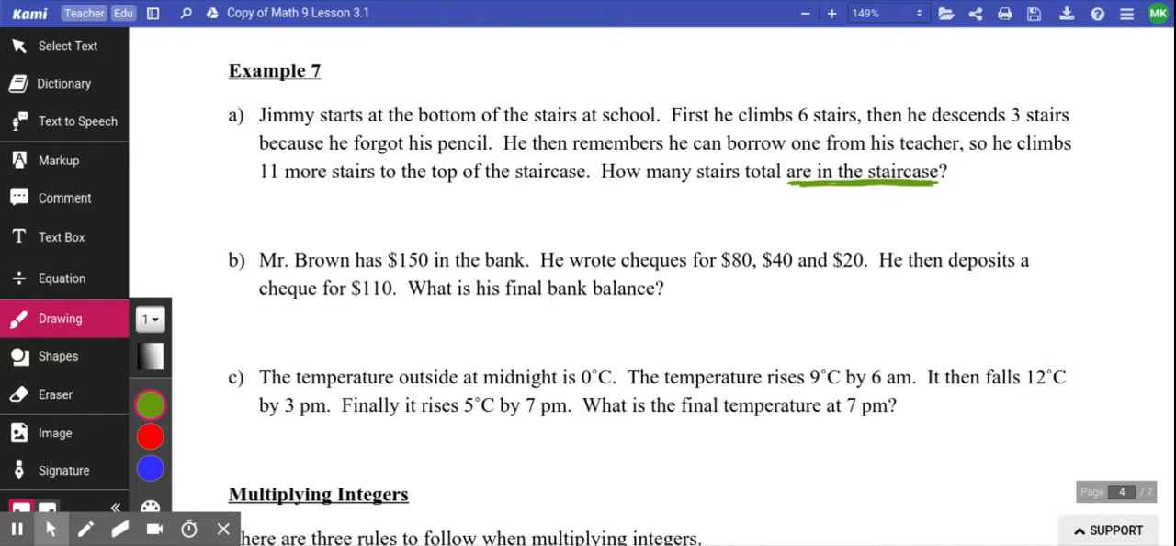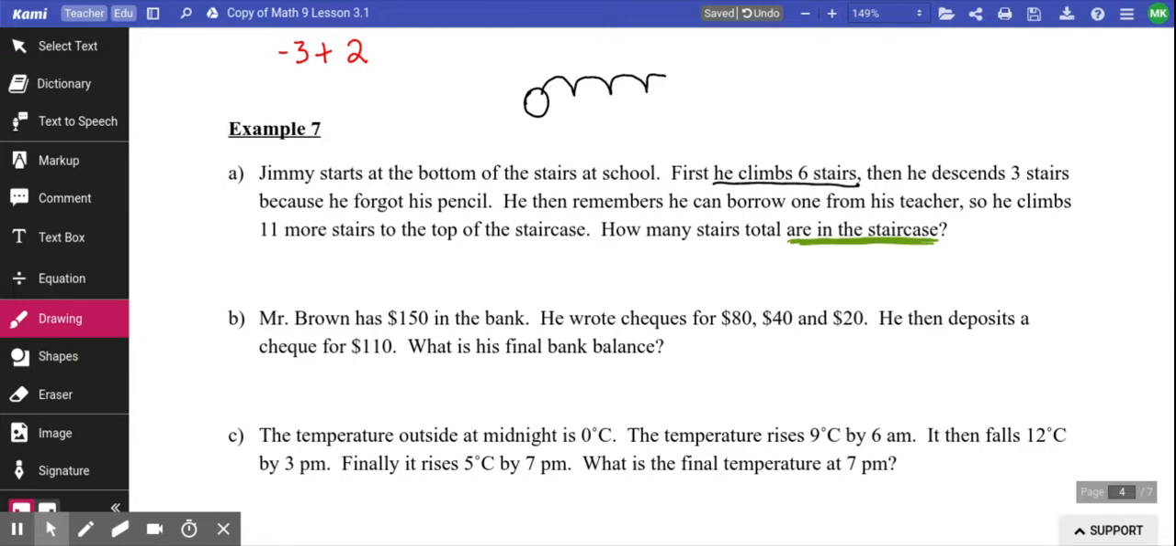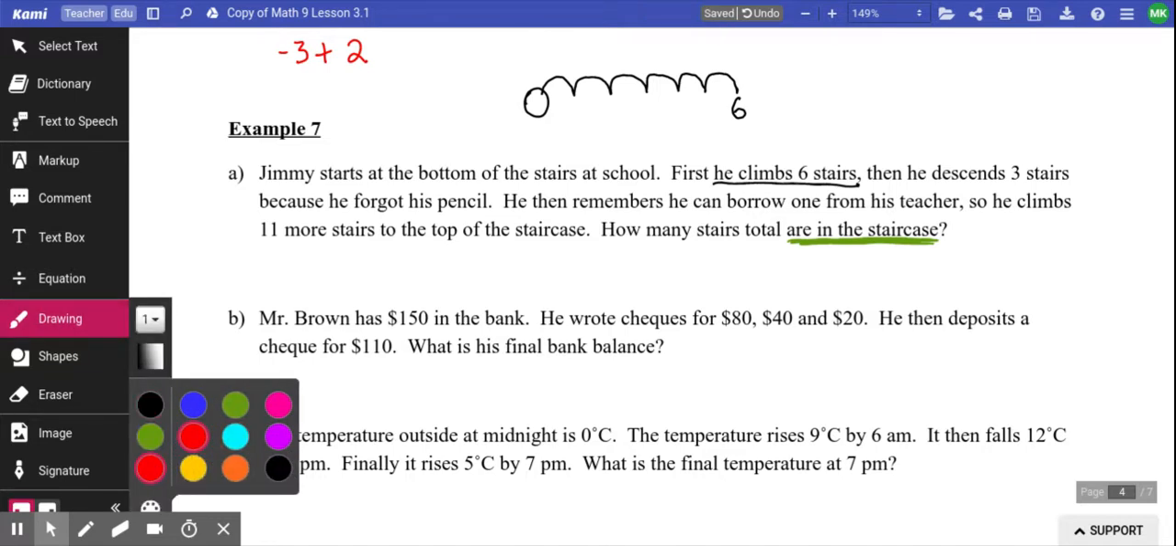Okay, if you were to think of this, it's probably best to do it as a number line where each number represents a stair. So he started at 0 stairs. He climbs 6 stairs, so he goes right 6. 1, 2, 3, 4, 5, 6. He then descends 3. So he walks down. Descends means down, so he goes back 3. 1, 2, 3. He's at 3.